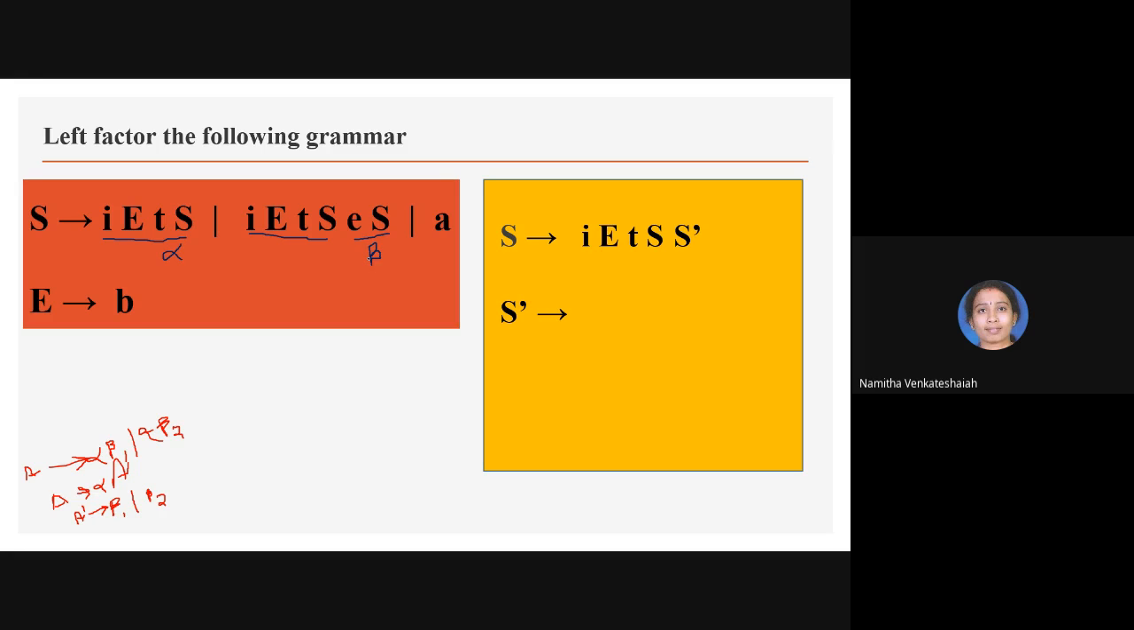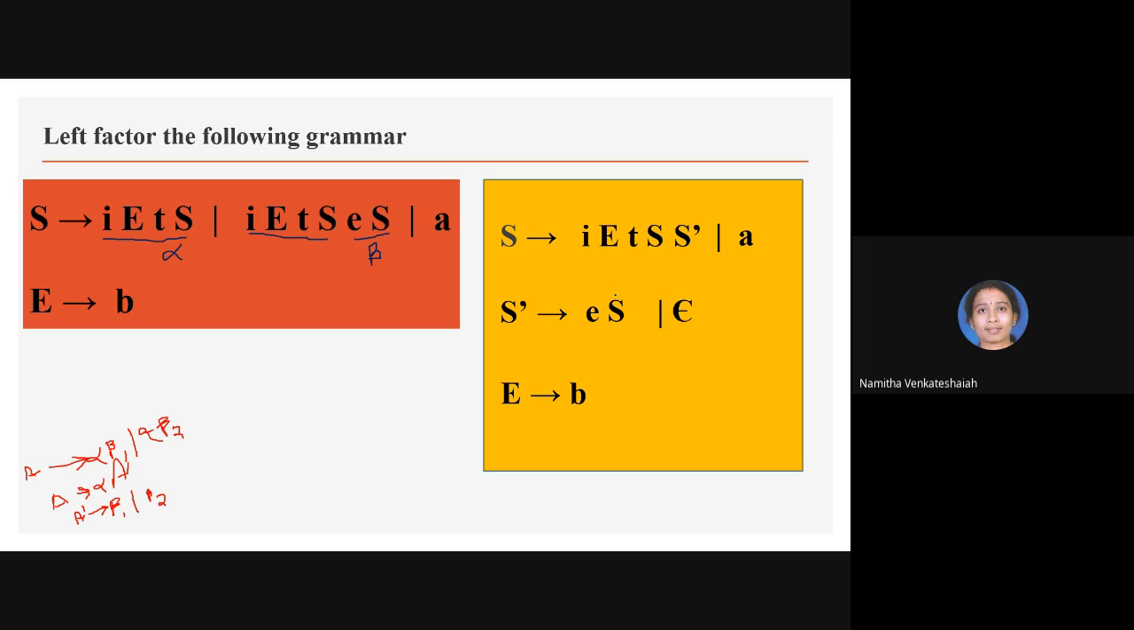Okay, so what happens? S produces iEtS S dash or a, and S dash produces eS or epsilon. So a is not having any problem. I'm keeping it a as it is. eS, that is beta 1, and epsilon, that is beta 2. Okay, actually you can interchange and write, that doesn't alter the meaning. And E produces b. Okay, that completes the problem.